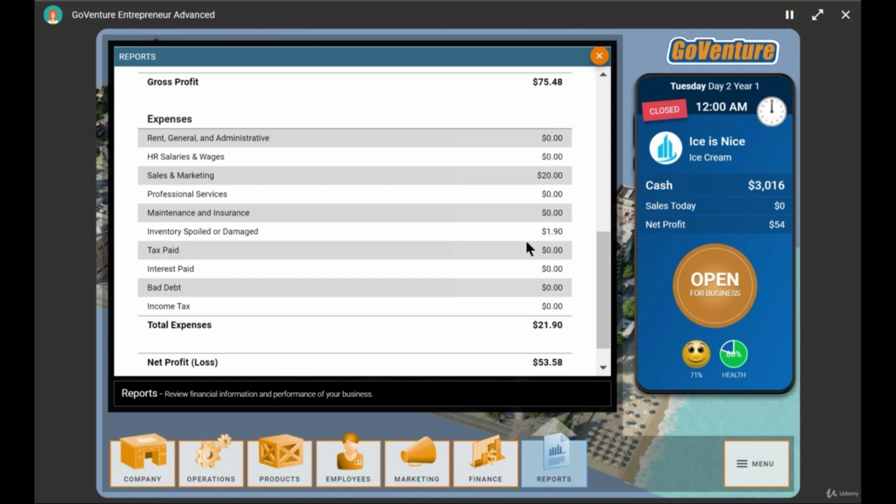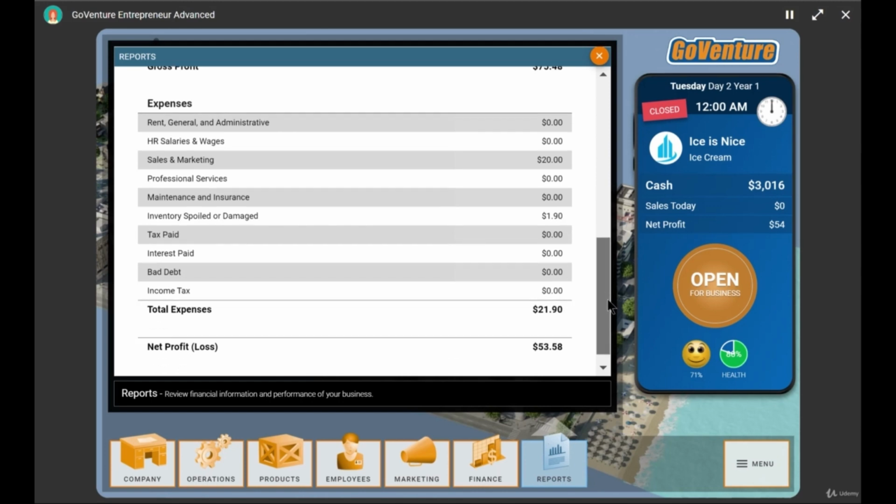That cost us money. So we have to subtract that from our expenses of the day. So let's scroll down. Oh, we also had some inventory spoil as well, or get damaged along the way. So that's an expense of $1.90. So our total expenses are $21.90.